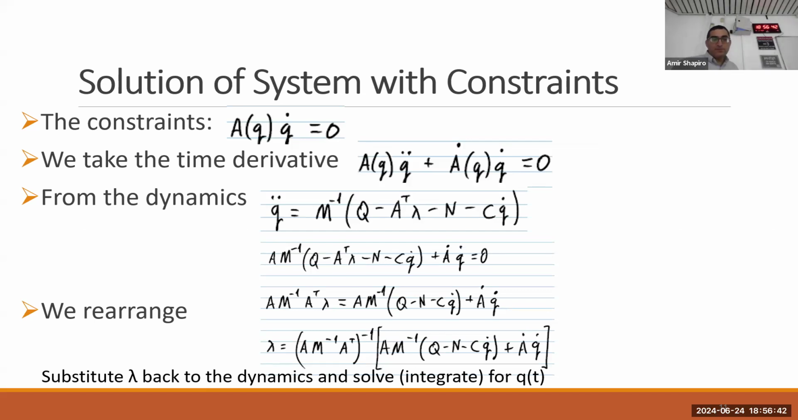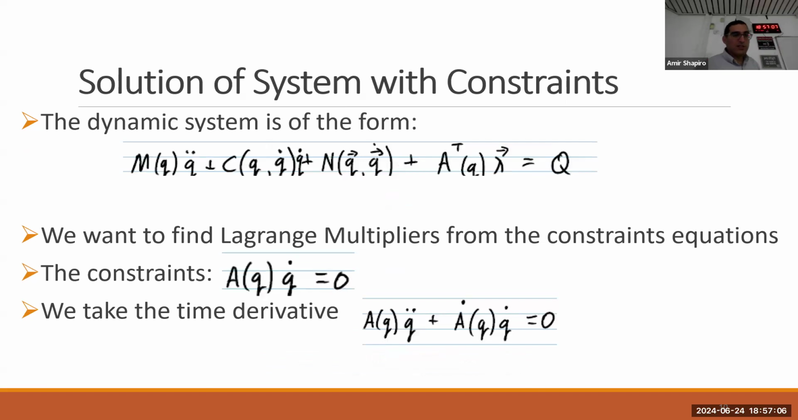Now, this is the constraint, this is the time derivative of the constraint. We can take the dynamics. Recall the dynamics equation here. This is the dynamics equation. And I can take only q double dot and put everything else to the right hand side and multiply by the inverse of M, M to the minus one. Because M is positive definite, therefore it always has an inverse matrix.